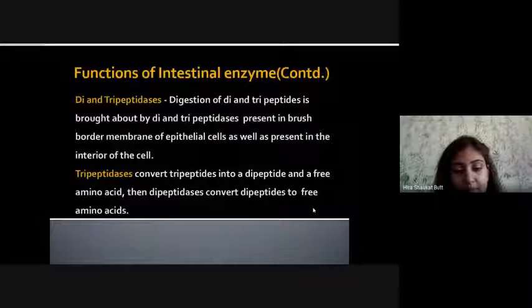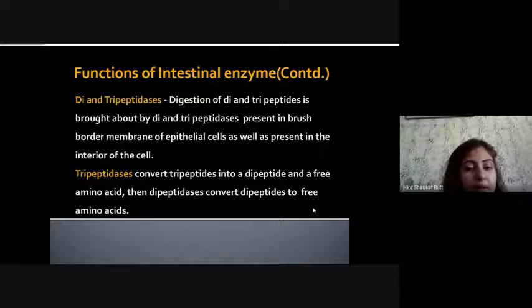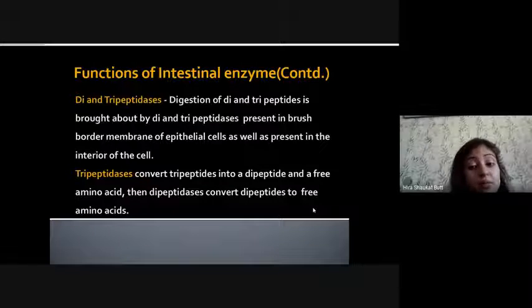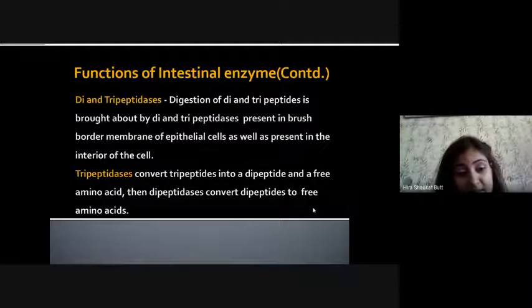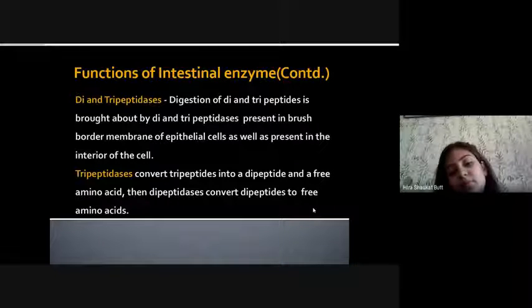It removes proline residues from the terminal end of peptide chains. Di and tripeptidase, as the name shows, means that the tripeptidase will act on the polypeptide chains which have three amino acids, and the dipeptidase will act on the peptide chain which has two amino acids in it. Digestion by di and tripeptidase is present in the brush border membrane of epithelial cells as well as in the cytoplasm of the cell. Tripeptidase converts tripeptide into a dipeptide, and a free amino acid is released, and then dipeptidase converts dipeptides to free amino acids.